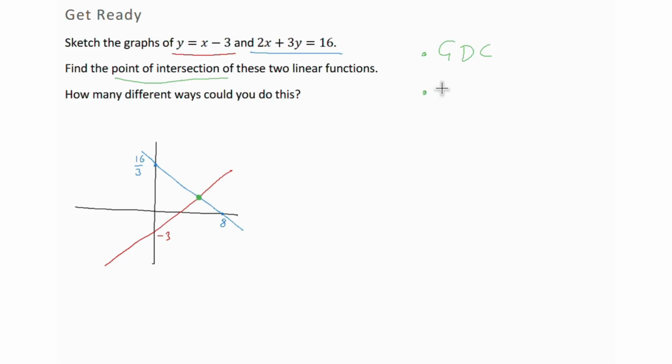Alternatively, we could draw and plot the graph precisely and try and find it that way, which would work if this is a whole number, but if it's not, it's going to be a bit tricky. The other way we could do it would be to solve these simultaneous equations, and there are two approaches we could take to doing that. We could do elimination.